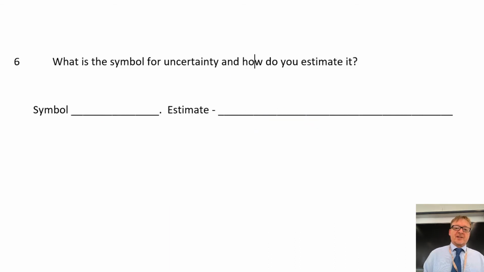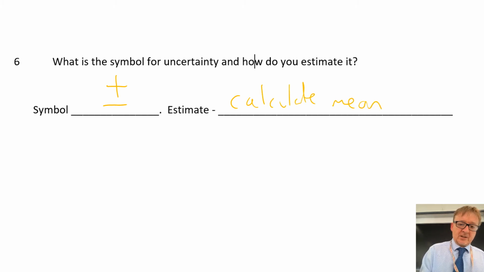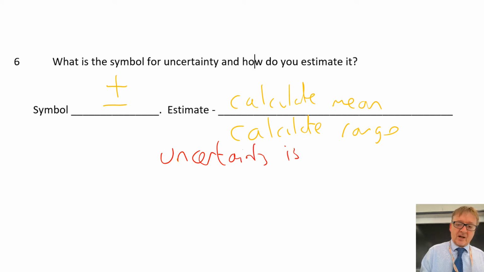Question number 6, what is the symbol for uncertainty? Symbol for uncertainty is a plus and a minus. Right, and how do you estimate it? What you do is you calculate the mean, you calculate the range, and the uncertainty is half of the range.